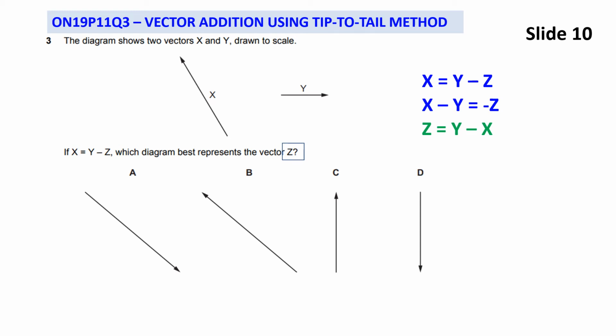Okay, so what does that mean? I'm going to keep Y as it is, but I'm going to flip X. So this is Y, and this is X being flipped. Now I'm going to draw my resultant from the tail to the tip, like this. And this is my Z. So which option best represents the green arrow? It should be A.